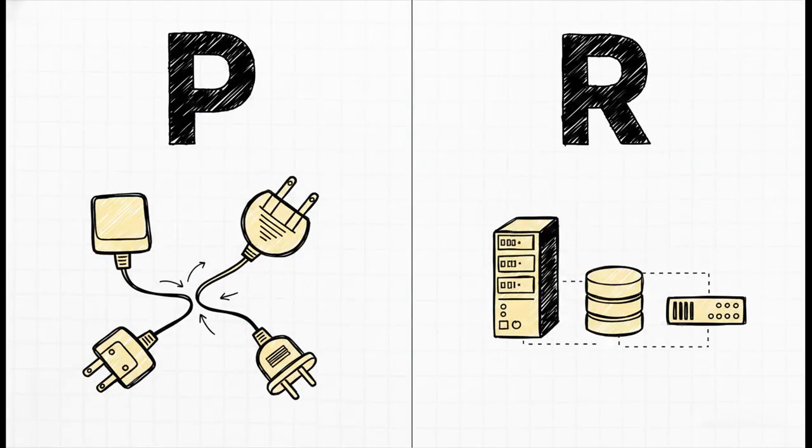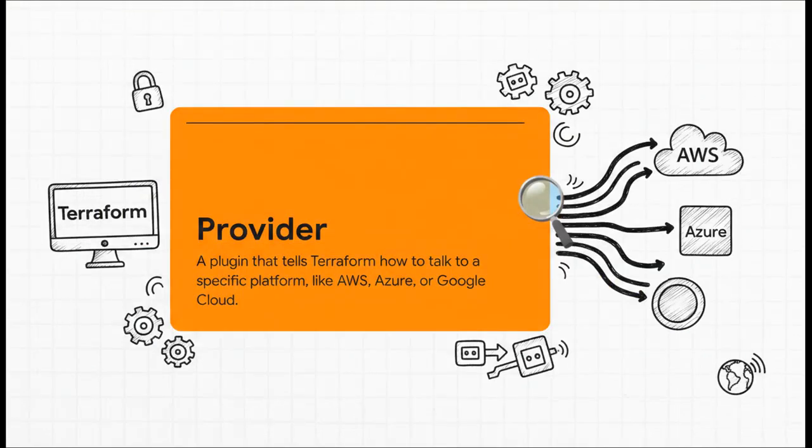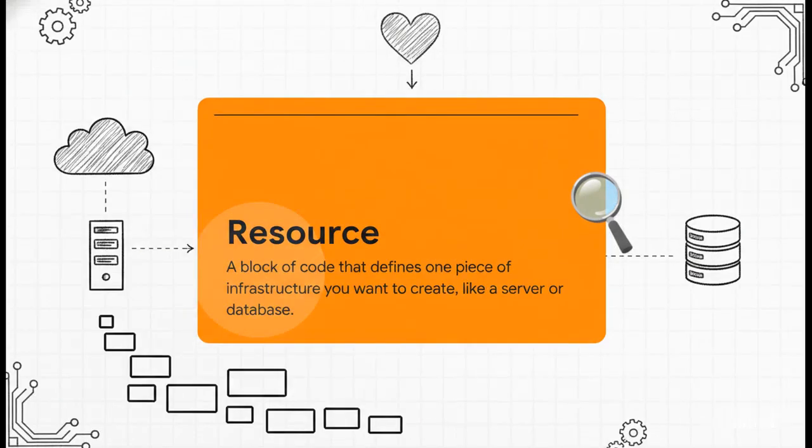Okay, so how does Terraform know what to build? It's all about 2 things, providers and resources. Providers are basically the translators. They're plugins that let Terraform talk to platforms like AWS or Azure. And resources, they're the building blocks. Each one is a piece of infrastructure, like a server or a database.